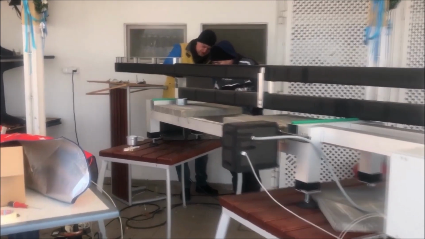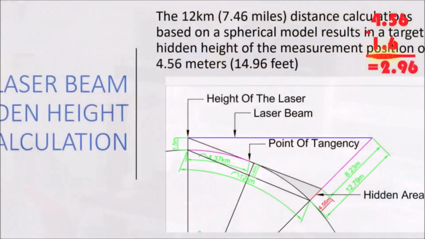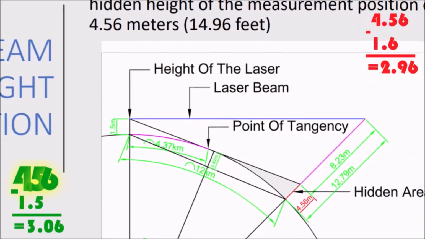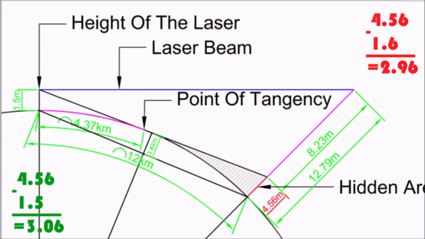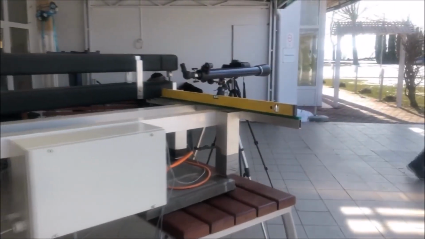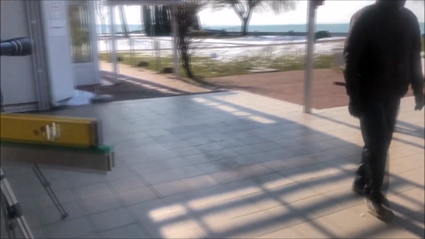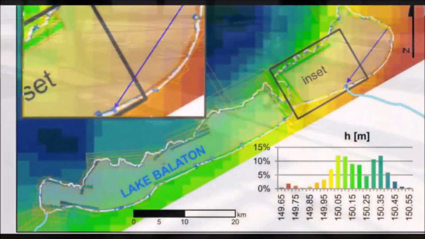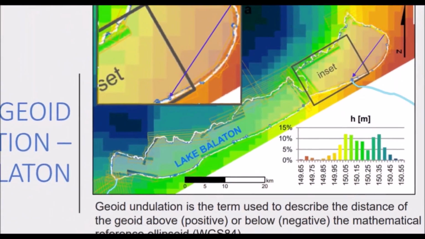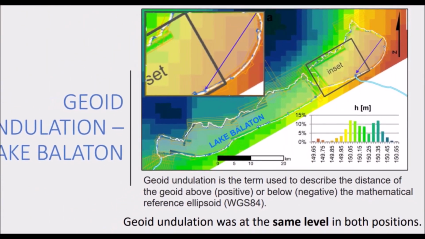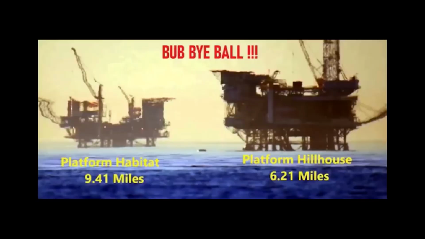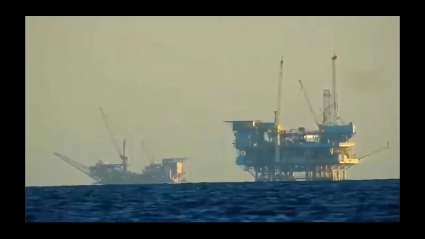The TLT measurement data shows that at least 2.96 meters of curvature was missing on the total distance of 12 kilometers on the surface of Lake Balaton. There is also a possibility of a local geopotential anomaly, but the WGS undulation map clearly shows that this was not the case. Normally because they've missed out some variables such as observer height and or refraction.